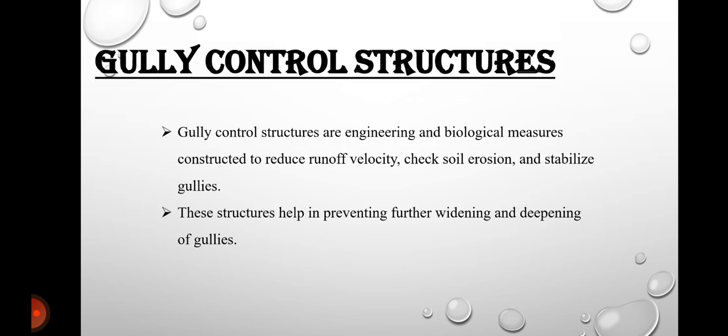So let's move on to the definition of the gully control structures. Gully control structures are engineering and biological measures constructed to reduce the runoff velocity, check soil erosion and stabilize the gullies. These structures help in preventing further widening and deepening of gullies.